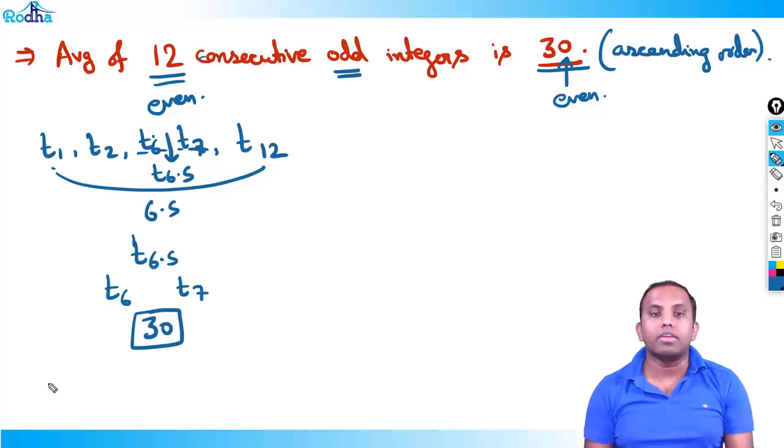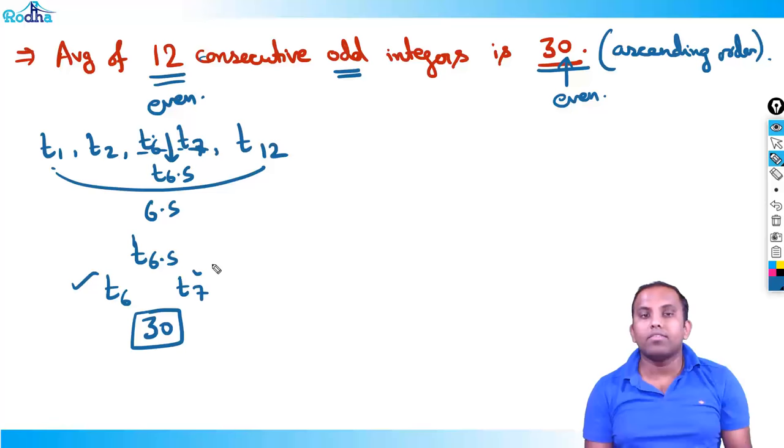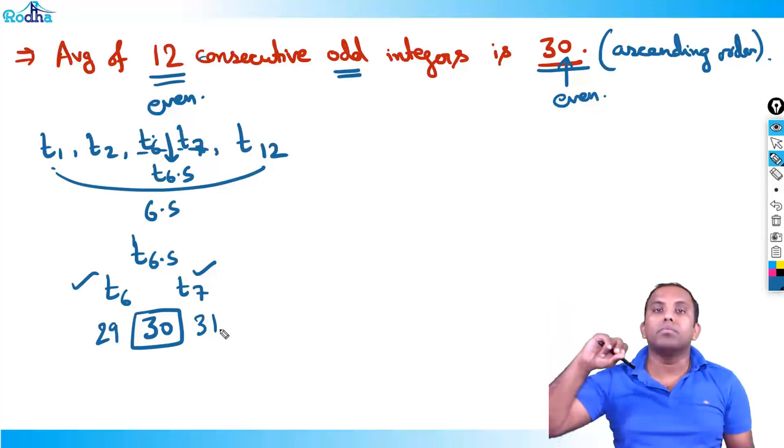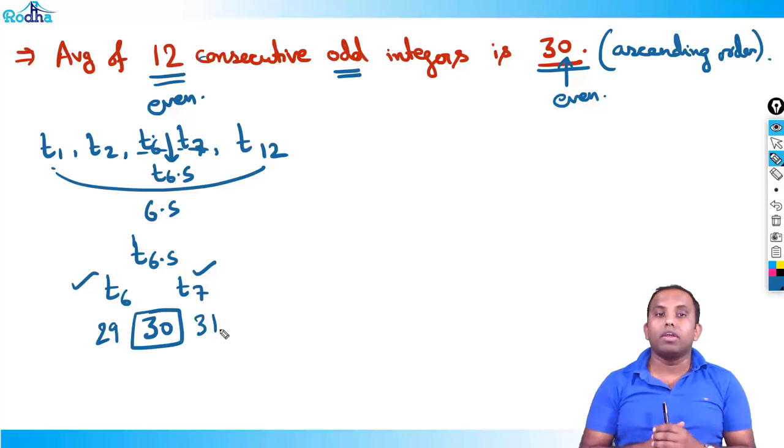What is T6 then? So now T6 and T7 are two consecutive odd integers. That means T6 will be 29. What is T7? 31. That's it. This is what we need to do. Understand this funda, right? When the number of terms is even, the average, that is the middle term, will not be part of the series in AP. So it's very important. 29, 30 and 31.